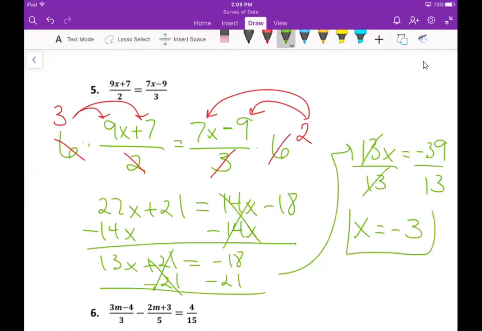We did a lot of stuff there, so that's a good one where you could pause and double check in the formula and make sure 9 times -3 plus 7, when you divide that by 2, does it equal the right-hand side when you plug in -3, okay? Always a good idea to check along the way.